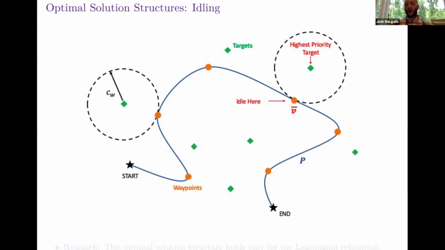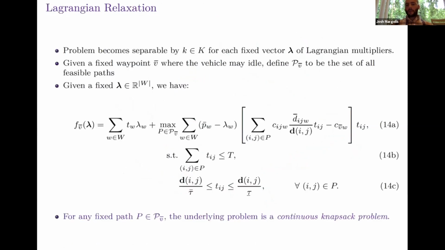Knowing V bar, I can come up with a set of paths that go through the network that are feasible, and we can do a free formulation of the Lagrangian relaxation. But again, this optimality structure is only true for the Lagrangian relaxation and not for the model itself. And so we can define the set of paths P going through V bar for a fixed Lagrangian multiplier lambda, and we can write the formulation as follows.